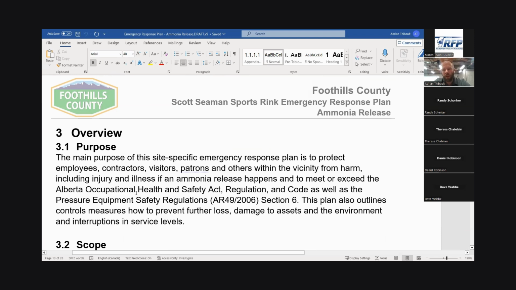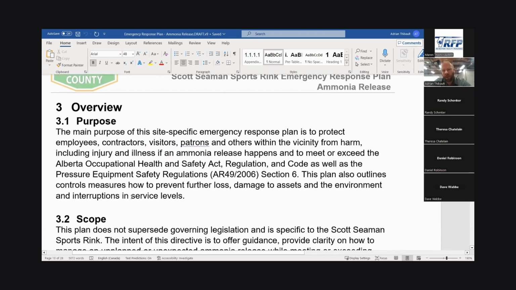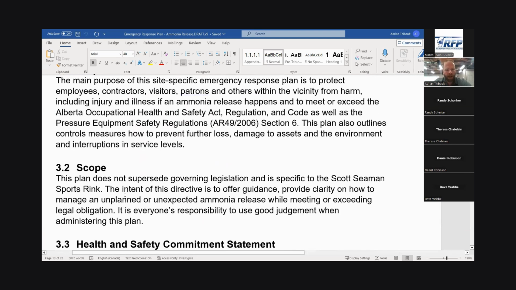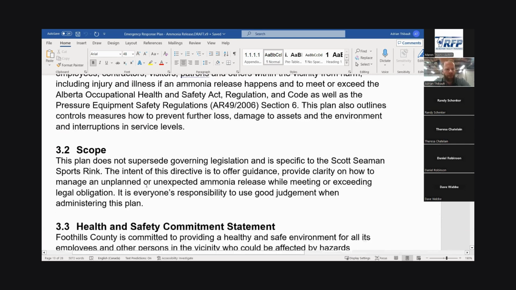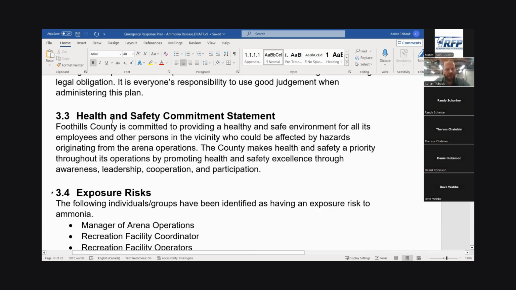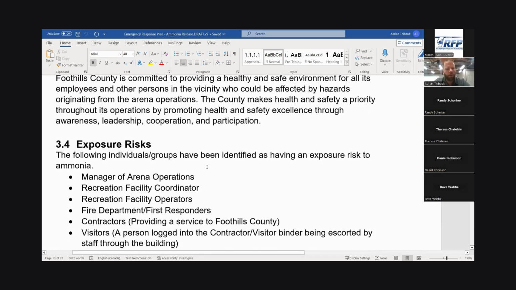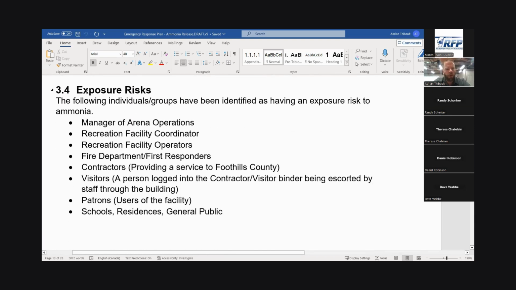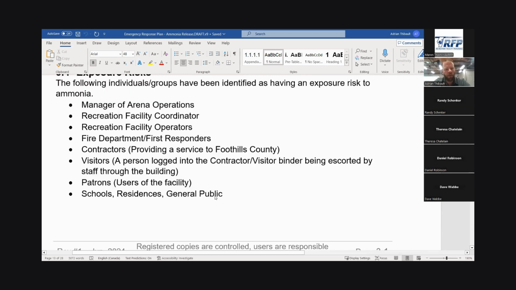So going through the document a bit more, we have our purpose, just the basic why we did this and what we're following, and the plan is outlined as so. Kind of documenty sort of stuff, right? So the scope, we put our health and safety commitment. Every municipality should pretty much have a commitment written by their CAO or signed off by their CAO. The exposure risks, we talk a lot about the risk here. So we have all the people that can be exposed.